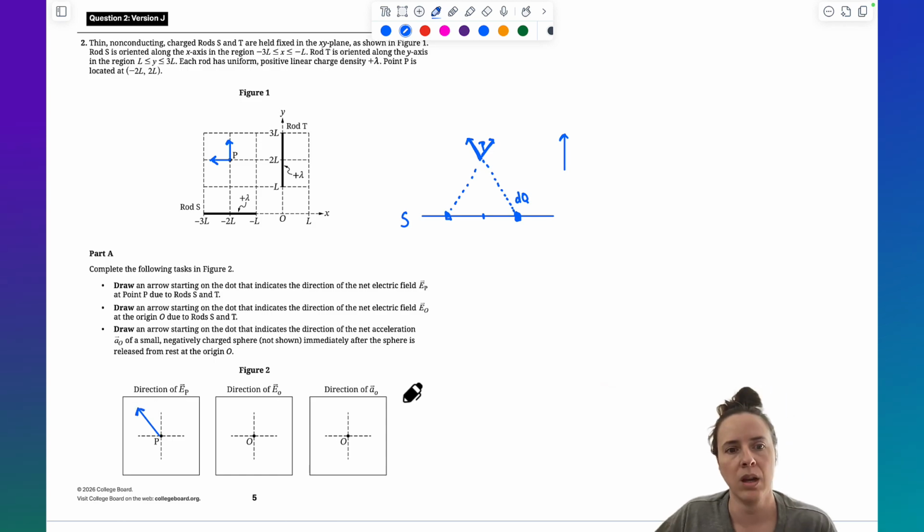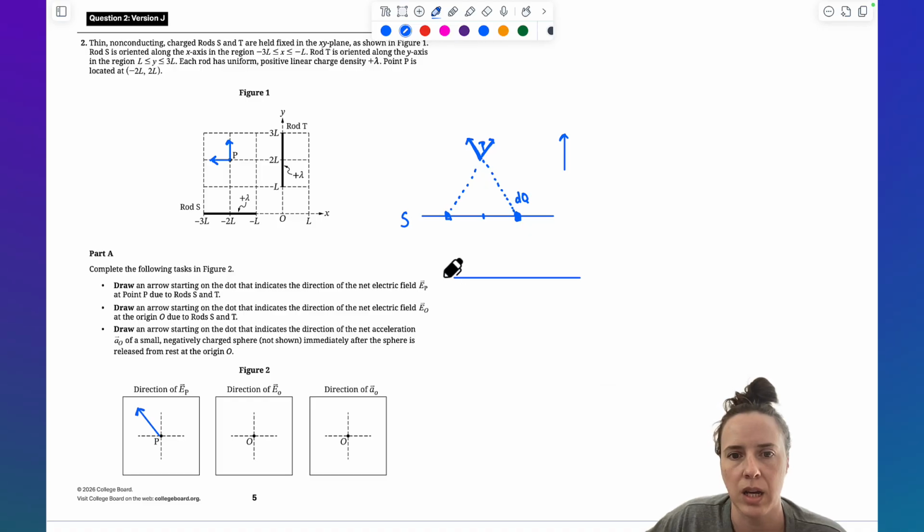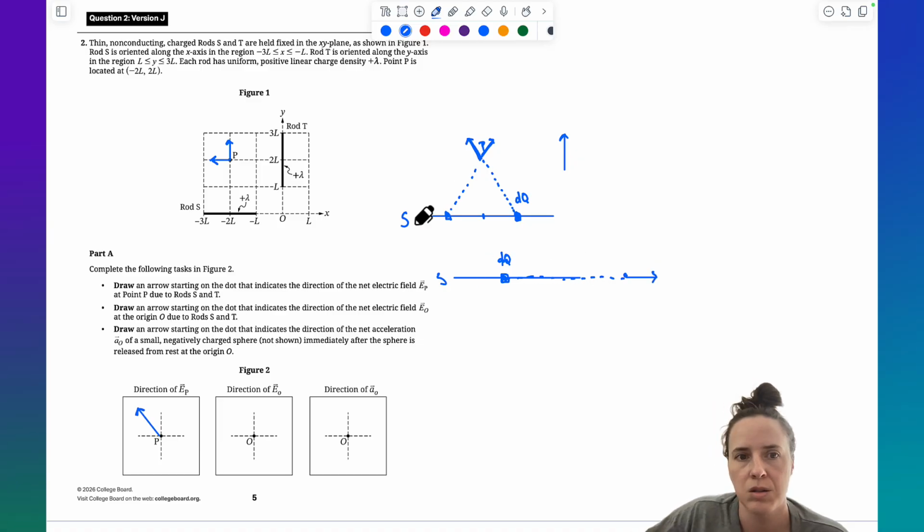Nice. Cool. All right, if we do the same thing at the origin, if I have rod S again, and I take my little slicey slice of dq, the origin is directly to the right of it. So that's going to give me a field to the right, no matter where I am along the rod. So I'm going to get a component at the origin from S to the right. And rod T is going to give me a field down. So it's going away from the rod. Same deal, that's going to be a nice 45-degree angle again.